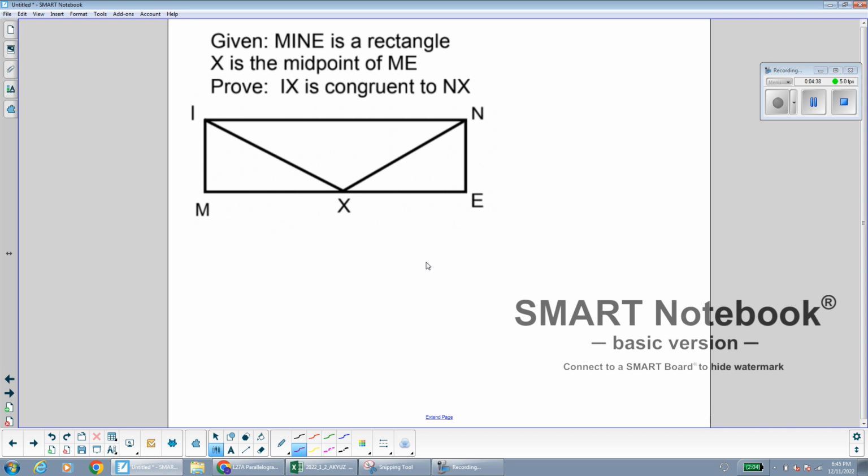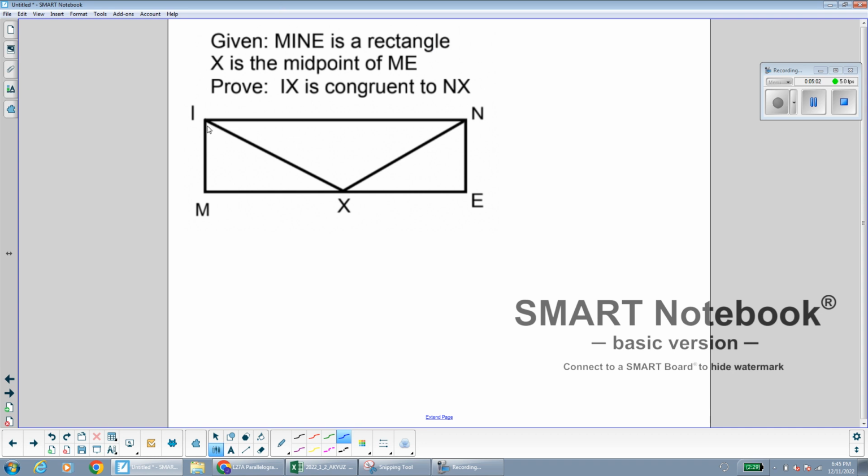Here we're going to practice a proof using the properties of a rectangle that we just learned about. So we're given that quadrilateral MINE is a rectangle. So if we know it's a rectangle, we know a lot of things about it. We know, first of all, that it has all the properties of parallelograms. So opposite sides and opposite angles are congruent. Opposite sides are parallel. Diagonals bisect each other.